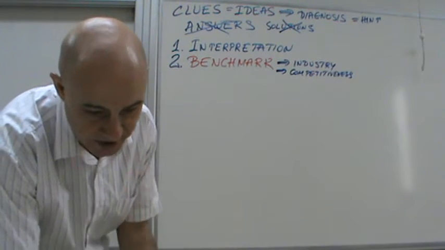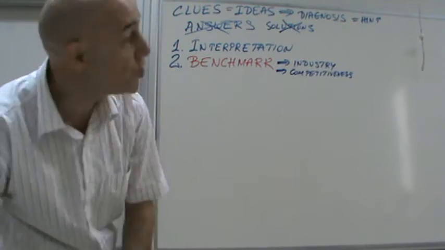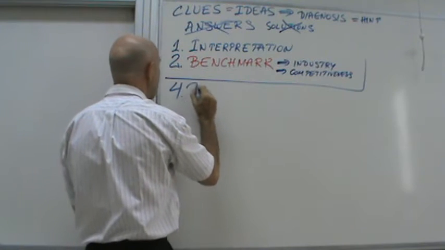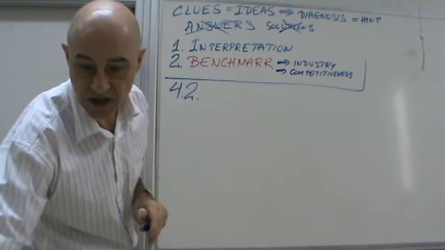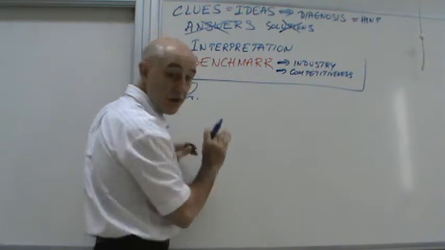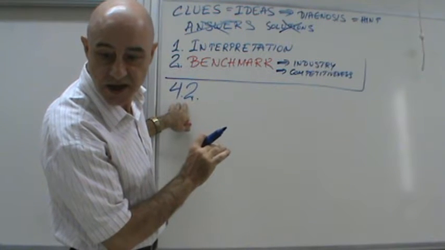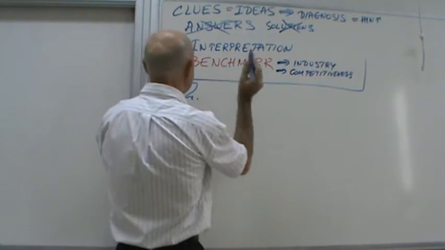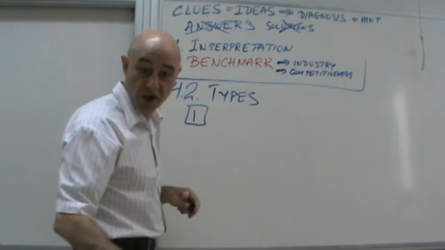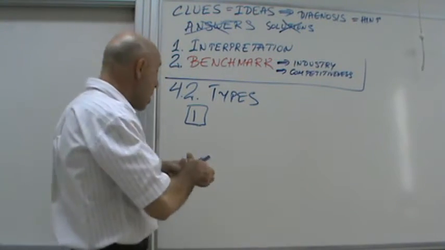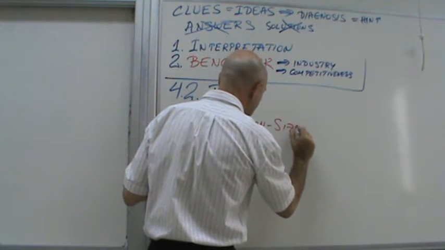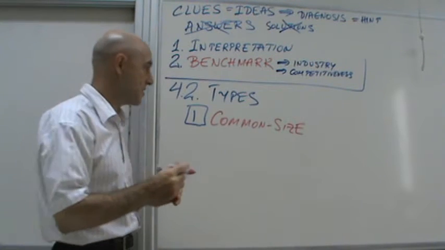All right, let's see what else I got here. Well, I can jump back to section number 2, which is 4.2, the types of analysis. Okay, what types of analysis? The first big one is called common size. Common size statements.